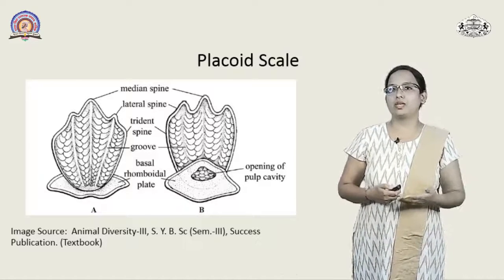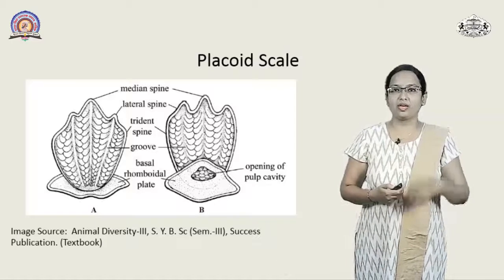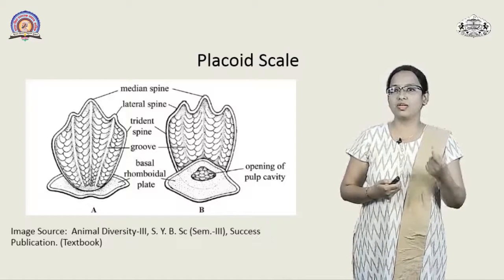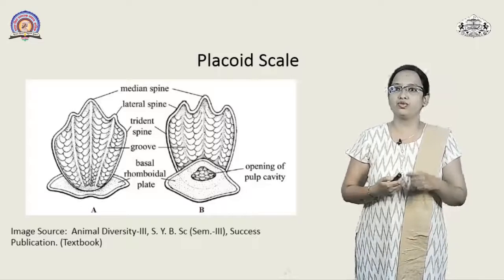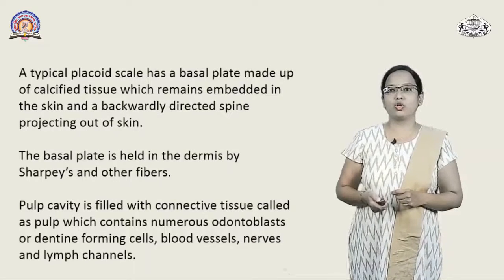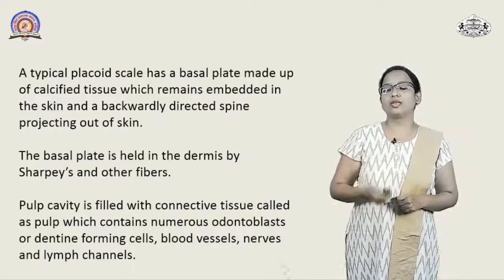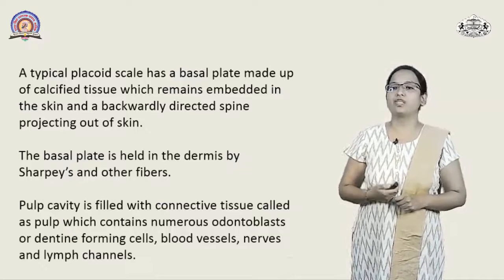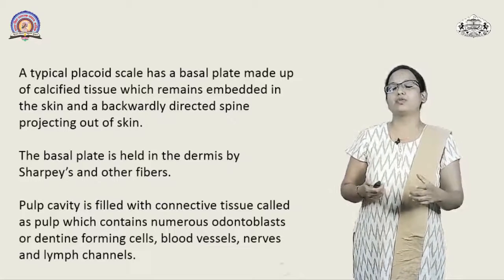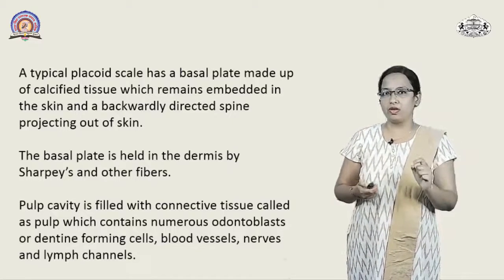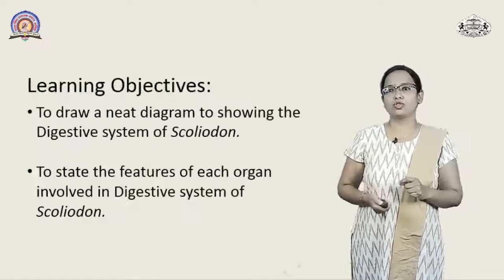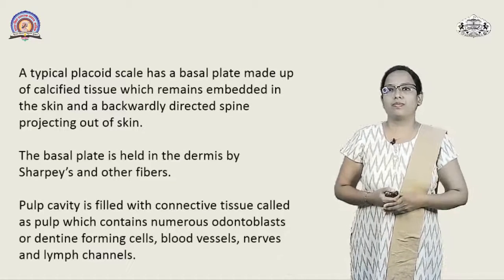You will find placoid scales present throughout the body. Okay, they are compactly placed inside the skin. Now, in case of the mouth cavity, these placoid scales are modified to form the teeth. So, this was all about the placoid scales in Scoliodon, and the placoid scales also contain nerves in them. There are lymph channels present in them. These spines are held in position by means of certain fibers. These fibers are referred to as Sharpey's fibers. Okay, so this was all about the placoid scales.